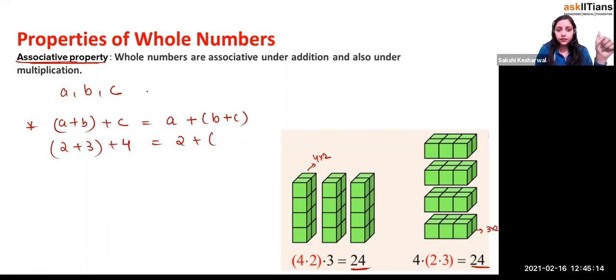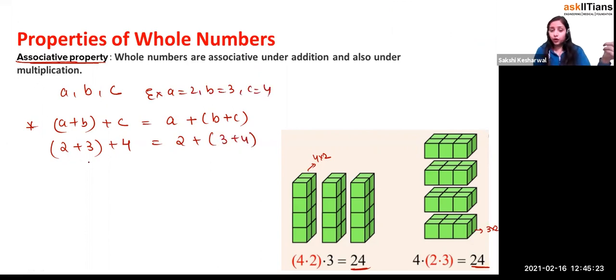2 plus, if I say, for example, that A is equals to 2, B is equals to 3, and C is equals to 4, right? So this is 3 plus 4. Are they the same? So first you have to follow the BODMAS rule. So this is equals to what? 5 plus 4 is equals to 2 plus 7. So this is equals to 9 is equals to 9. So we say that yes, it is associative under addition, right?